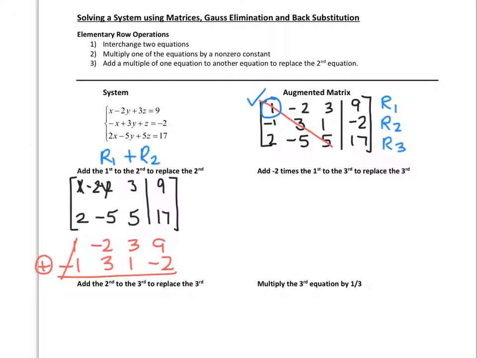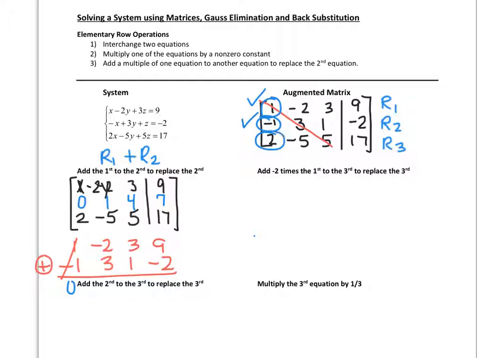It's actually going to go here because the first canceled to 0. So we've got 0. Then we have 1. And now 3 plus 1 is 4. And then 9 plus -2 is 7.